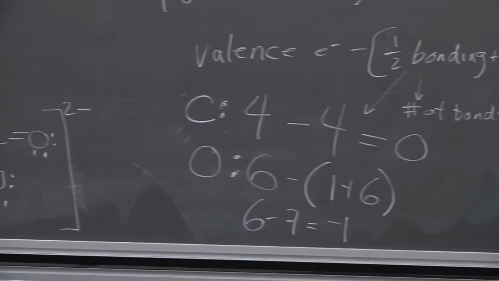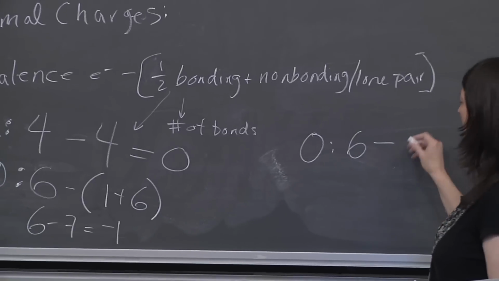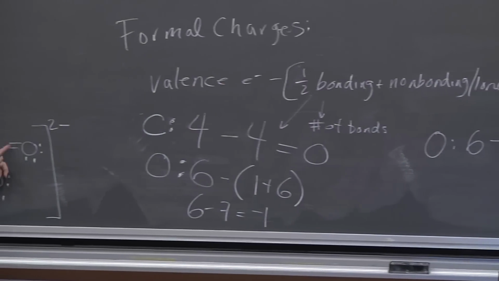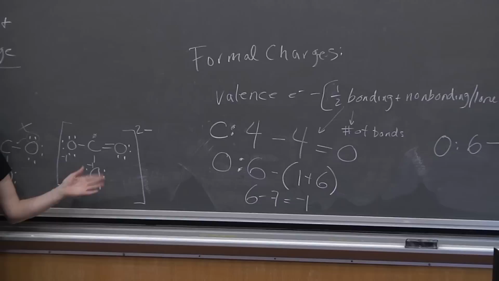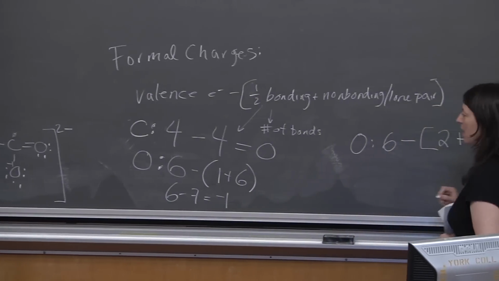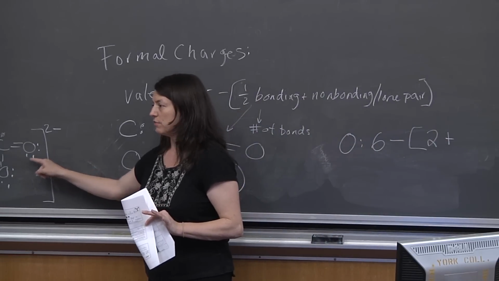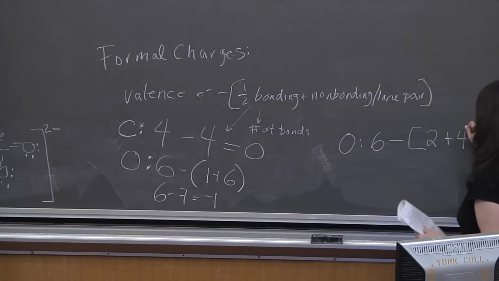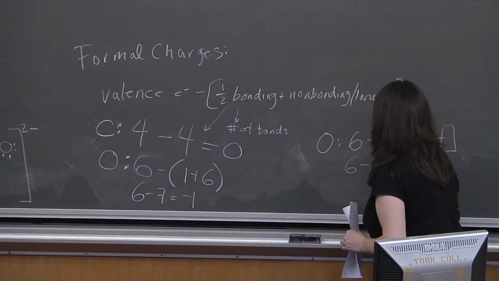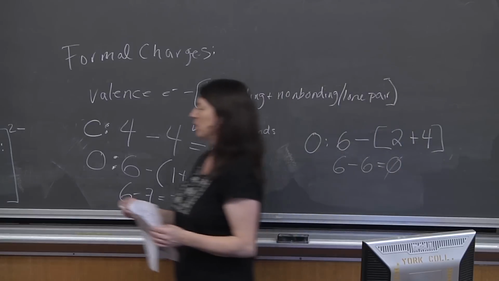So we have oxygen. Again, we're going to start with 6, the valence electrons, and then we're going to subtract. So how many bonding electrons do we have here? A total of 4. Half of those are assigned to oxygen, so that's 2. Then the non-bonding electrons, a total of 4. Those are entirely on that oxygen. So now this is 6 minus 6. So that oxygen has a formal charge of 0.